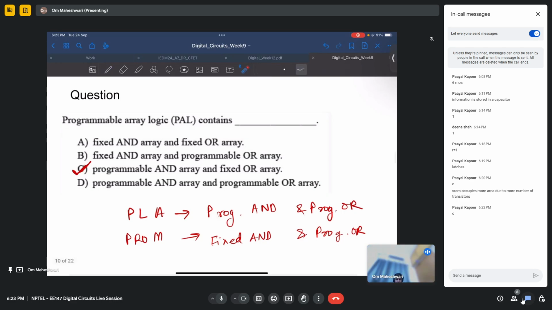But just to remember, PAL has programmable AND and fixed OR. PLA has programmable AND and programmable OR. PROM has fixed AND and programmable OR.